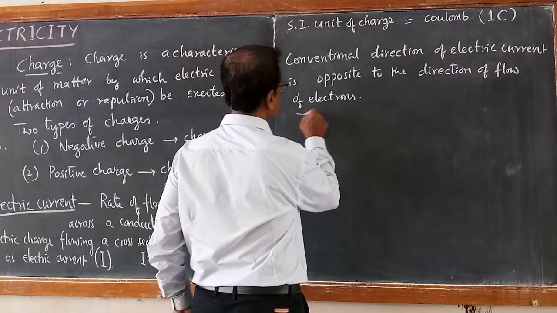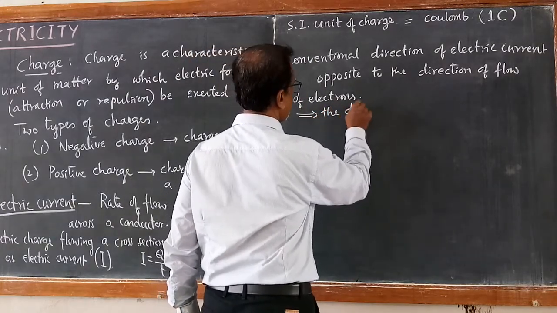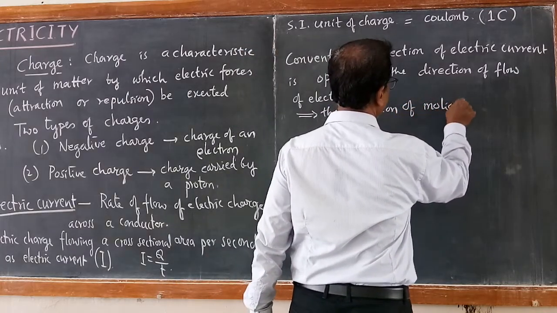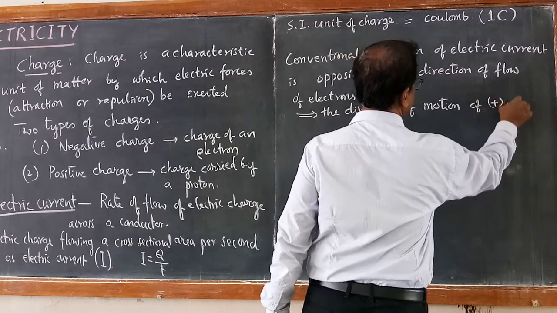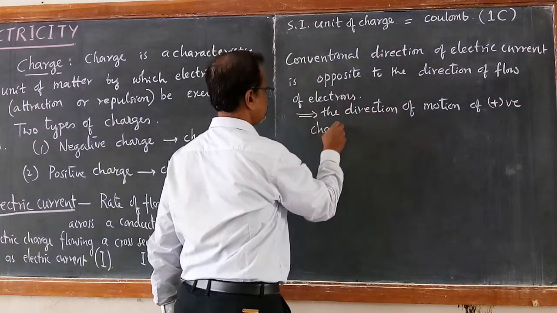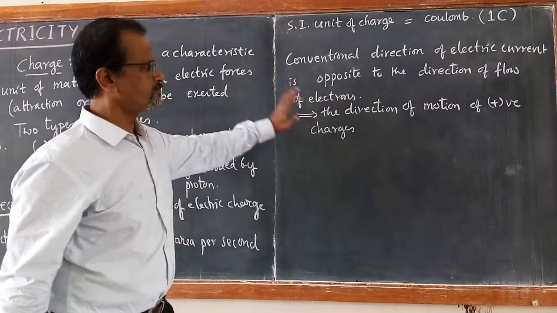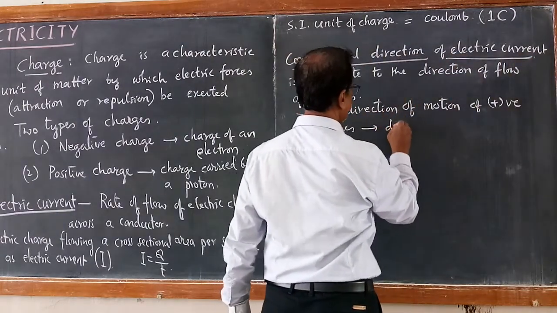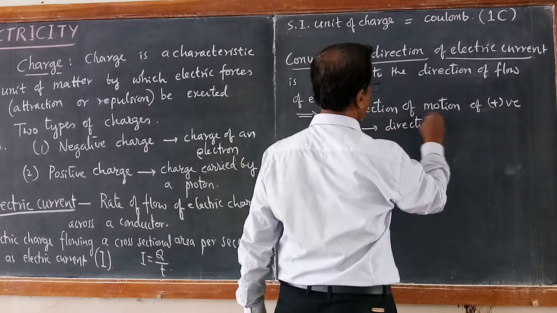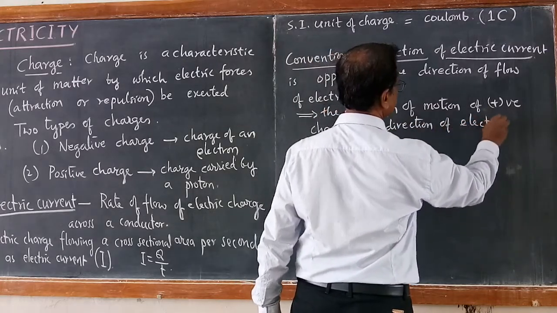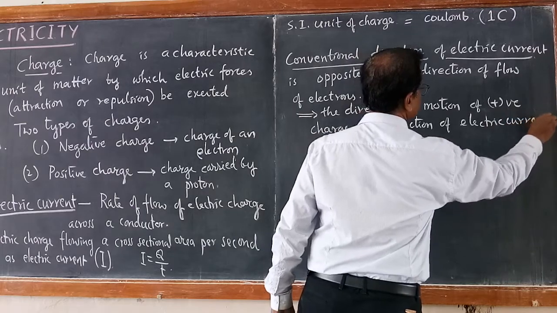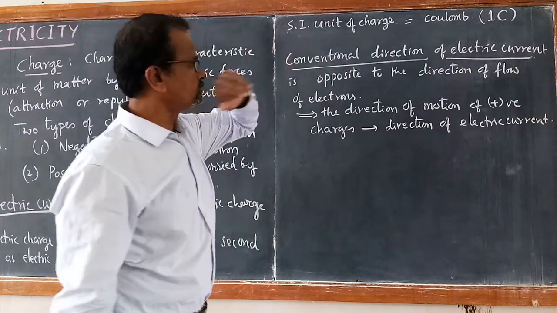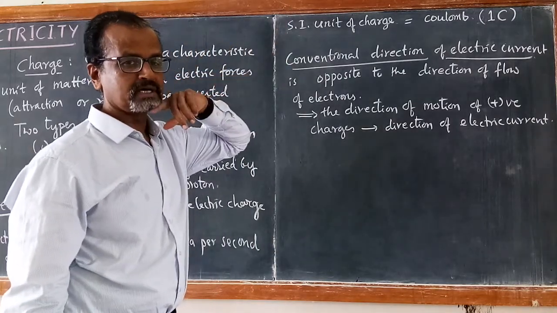The direction of motion of positive charges is the conventional direction of electric current. Now let us learn something about 1 Coulomb of charge. What is that 1 Coulomb of charge?